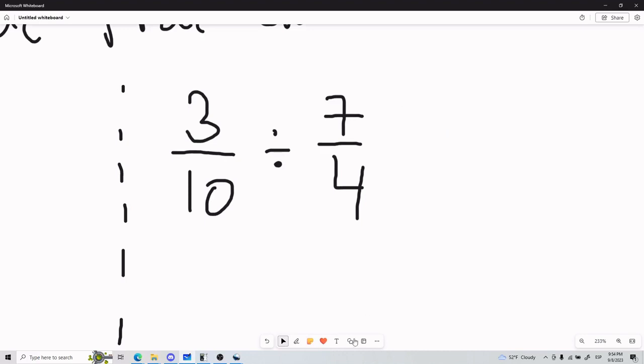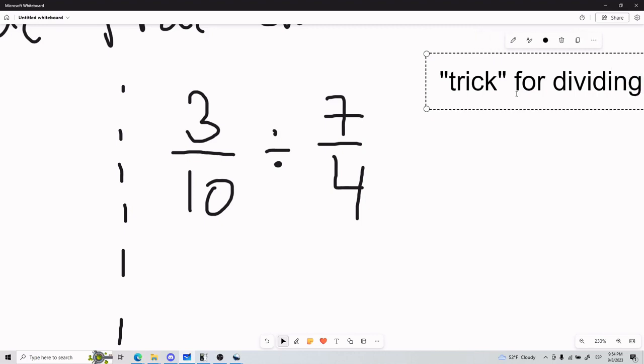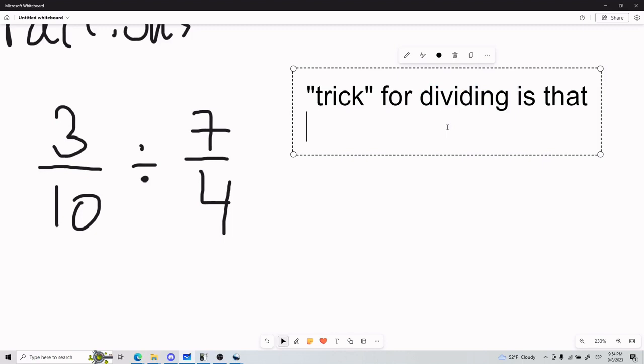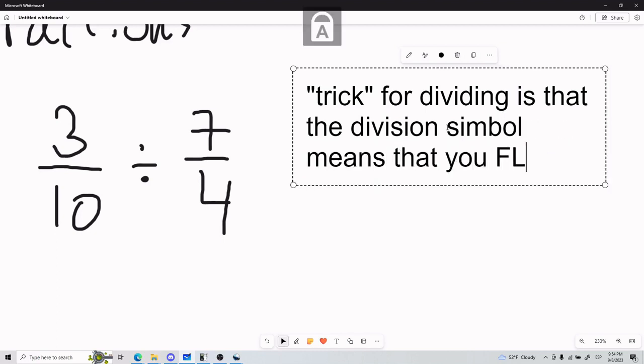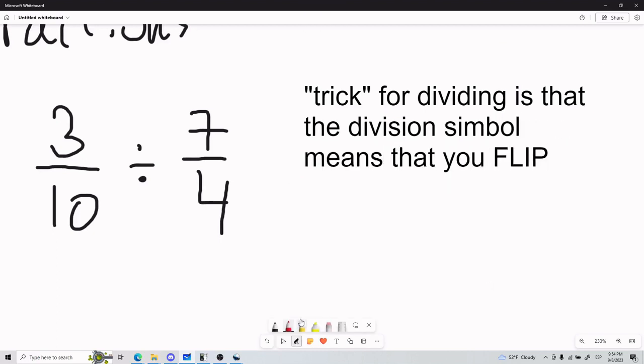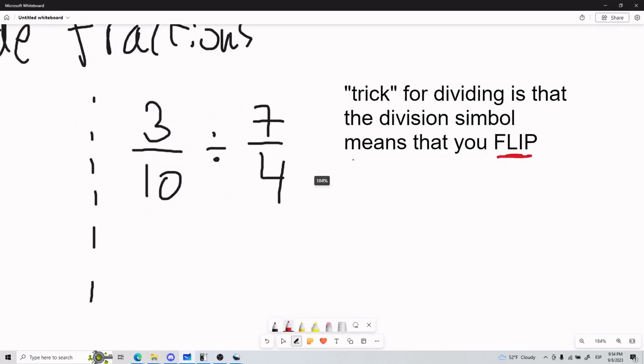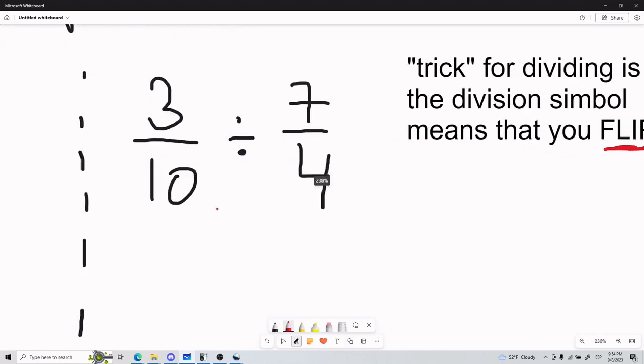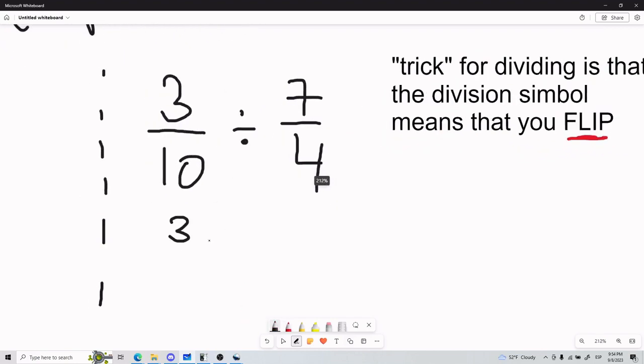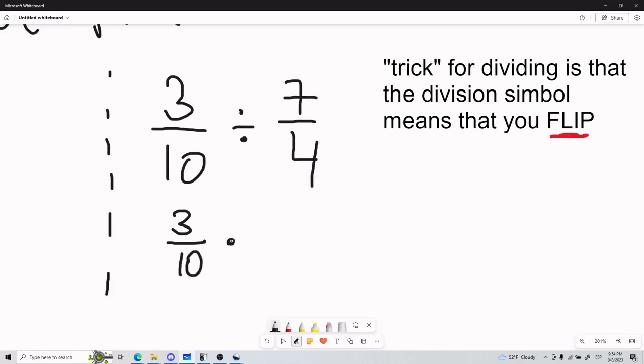But the trick here, okay, the trick for dividing is that the division symbol means that you flip. So keyword here would be flip. See? Flip, like a backflip. All right, you turn it around, stuff like that. So 3 over 10 divided by 7 over 4 is actually the same as 3 over 10 times, yes, it did just change to times, times 4 over 7.